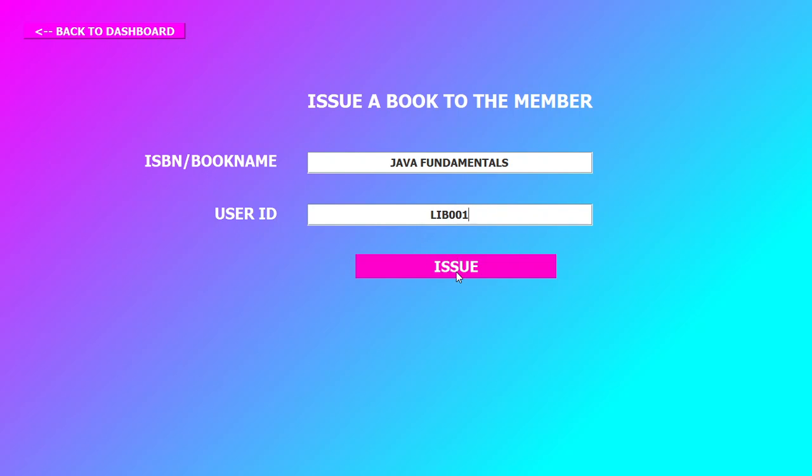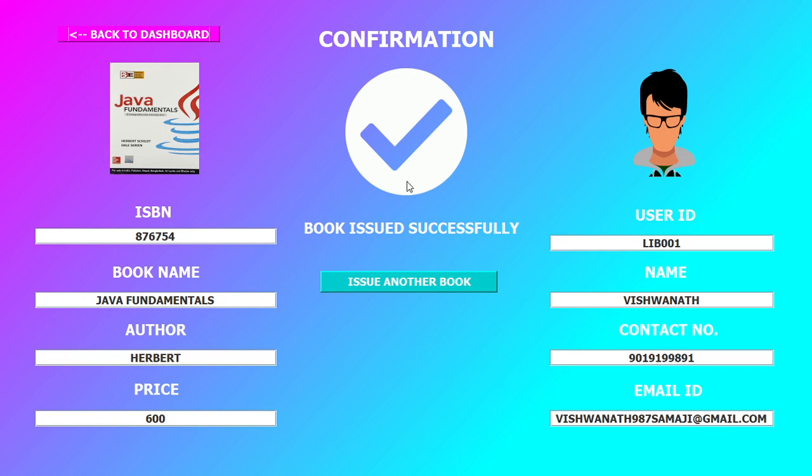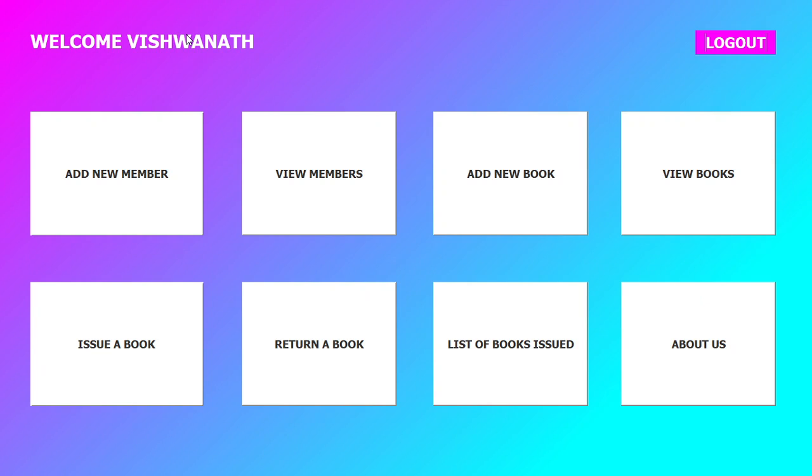After clicking the issue button, it will take us to this confirmation page where it shows a message that the book was issued successfully. On the left side it will show the image of the book which is issued just now, and related details: ISBN number, book name, author, price. On the right side it shows the user ID with image, name, contact number, and email ID. Now get back to the dashboard.